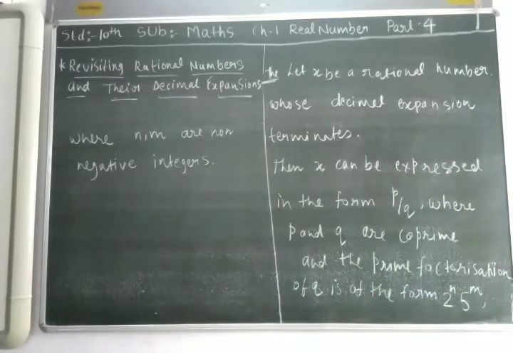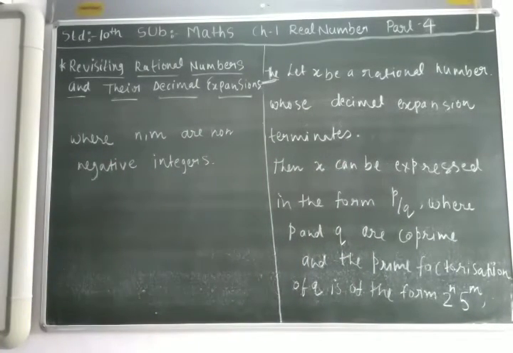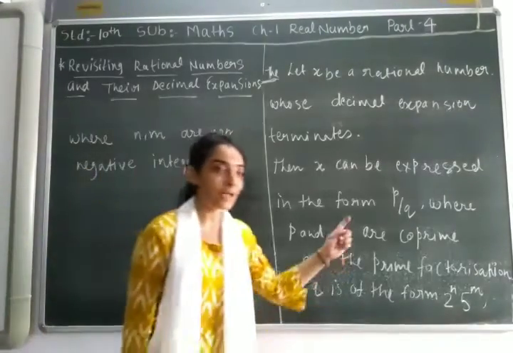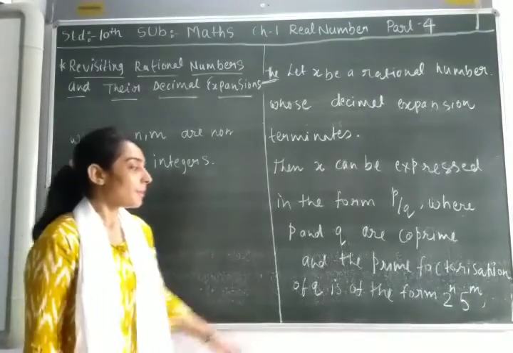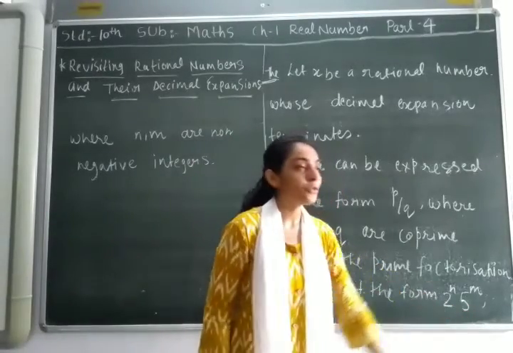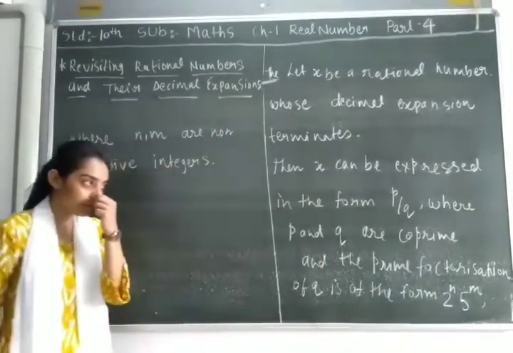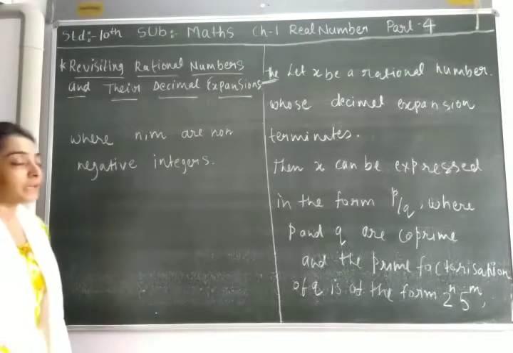Let x be any rational number whose decimal expansion is terminating. Then x can be expressed in the form p by q, where p and q are co-prime, and the prime factorization of q is in the form of 2 raised to m and 5 raised to n, where m and n are non-negative integers.